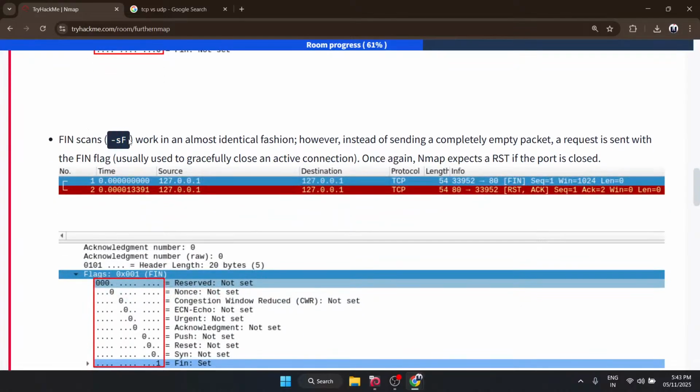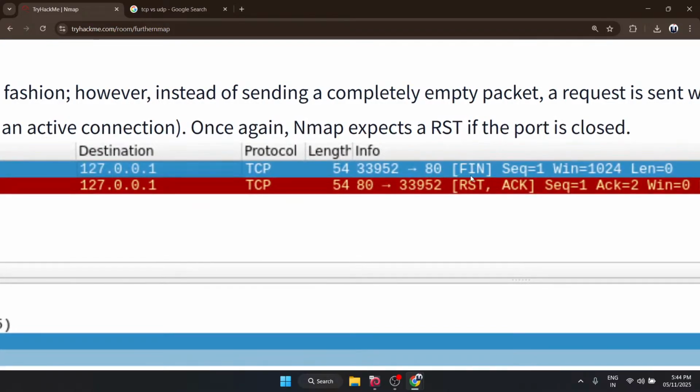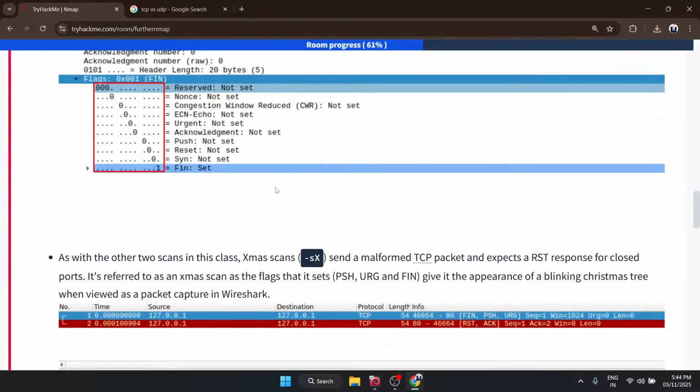Next is your fin scan. Fin is hyphen sF. It works in an almost identical fashion. However, instead of sending a completely empty packet, a request is sent with the fin flag. What is fin used for? Finish. Fin is used for finish, usually to gracefully close an active connection. Once again, Nmap expects a reset if the port is closed. Fin is sent, reset if the port is closed.